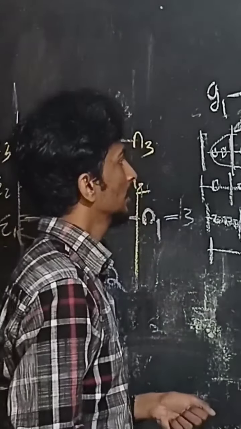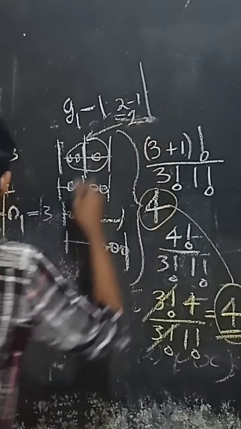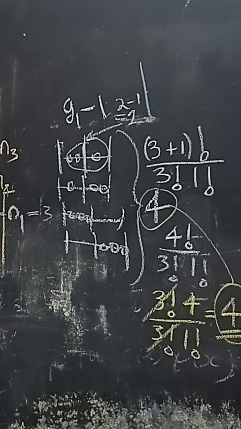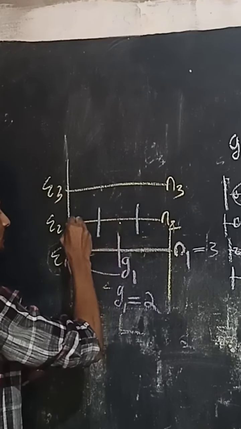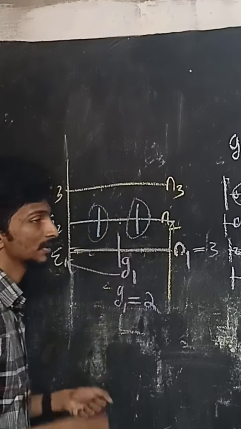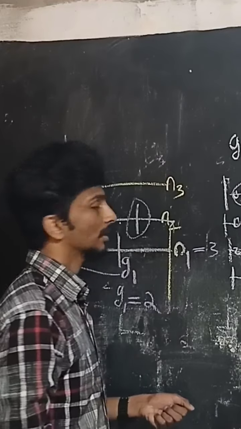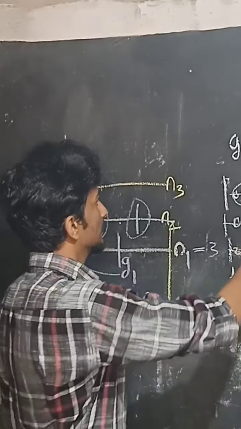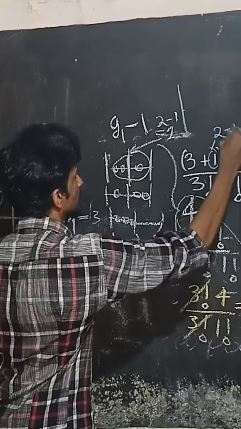So how many partitions for 3 states? I have 3 states, I divide it into 3. Let this E2 state be divided into 3. So there are 3 states and 2 partitions. So the number of partitions is always 1 less than the degeneracy or number of states. That is, I can write this 1 as 2 minus 1.